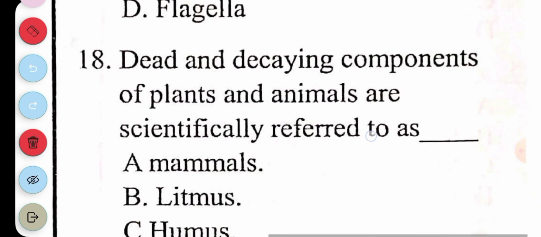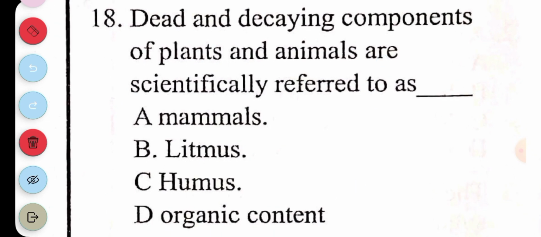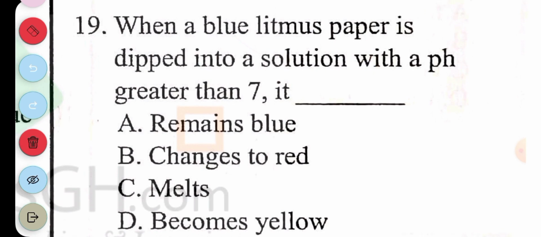Question 18. Dead and decaying components of plants and animals are scientifically referred to as A, mammals; B, litmus; C, humus; D, organic matter. And the answer to question 18 is C, humus.